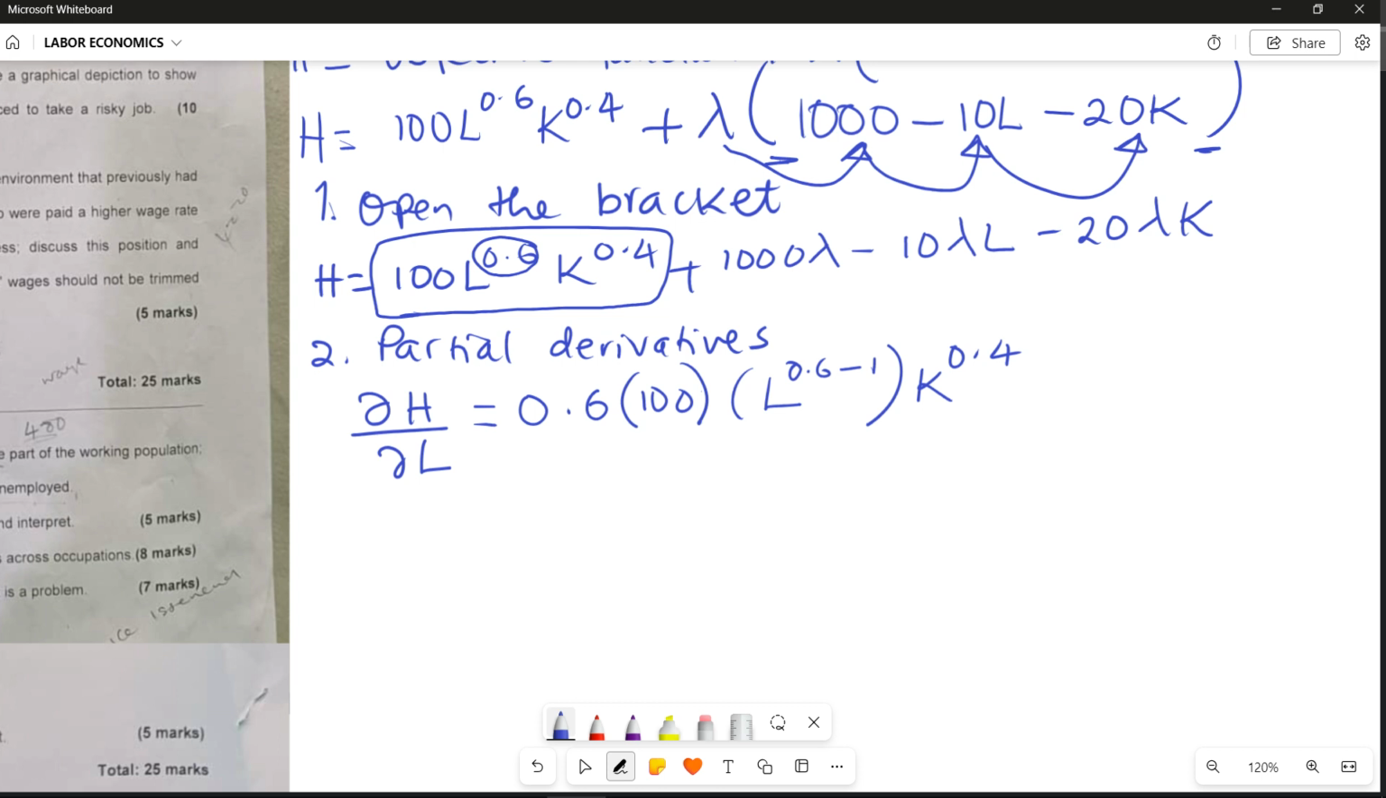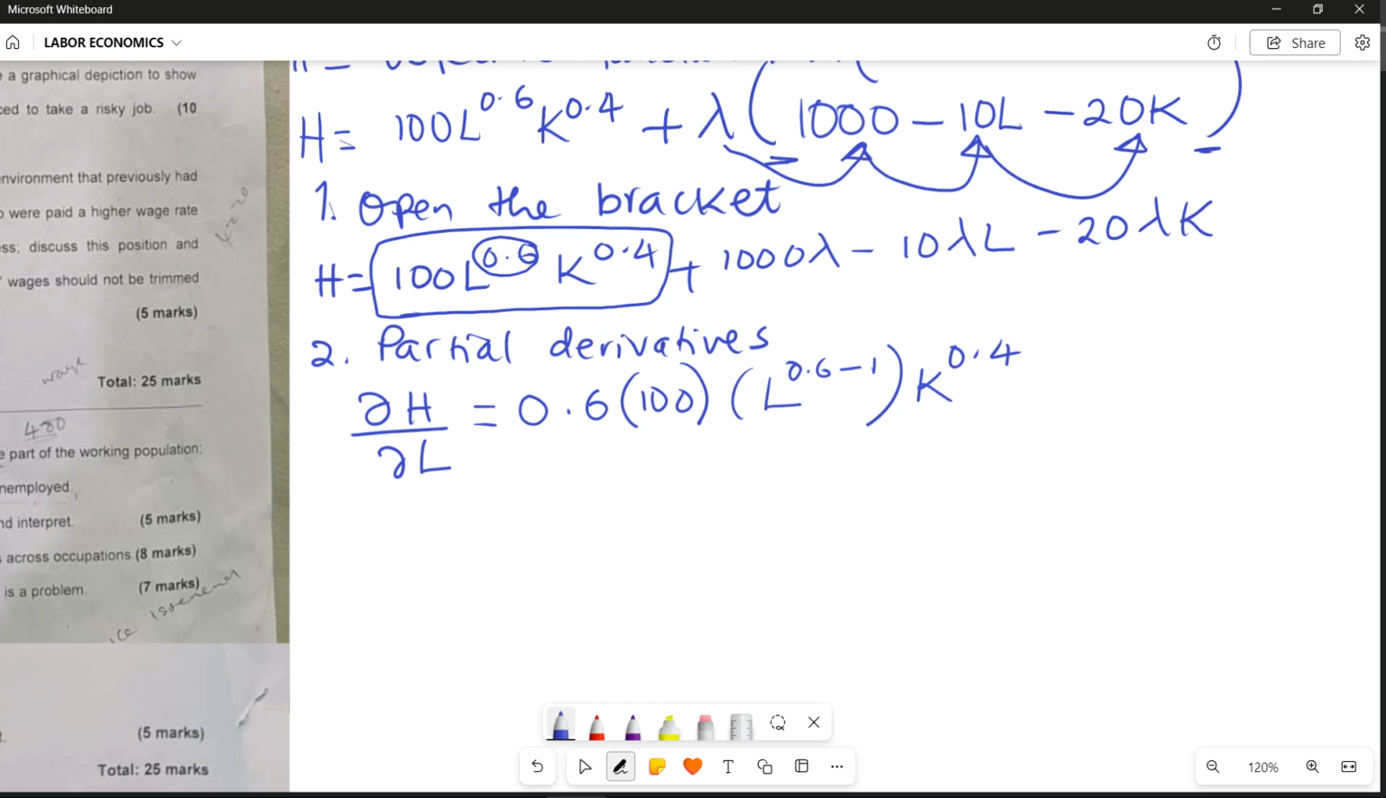Why haven't we subtracted a 1 from 0.4? It's because we are not differentiating with respect to capital. We are differentiating with respect to labor. And since we are differentiating with respect to labor, we need to subtract a 1 from the power of labor. The power of capital will be as it is, 0.4. It will remain untouched and undisturbed. Why? Because we're using the concept of partial derivatives. You see that, right? Great.